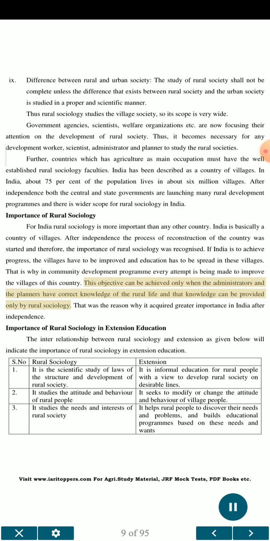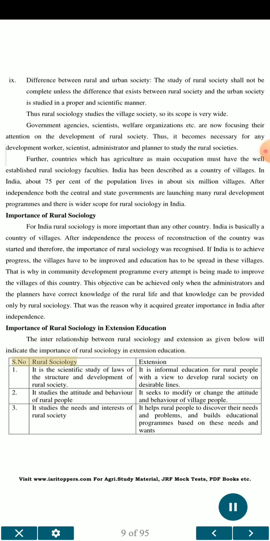This objective can be achieved only when the administrators and the planners have correct knowledge of the rural life, and that knowledge can be provided only by rural sociology. That was the reason why it acquired greater importance in India after independence. Importance of rural sociology in extension education. The interrelationship between rural sociology and extension as given below will indicate the importance of rural sociology in extension education.